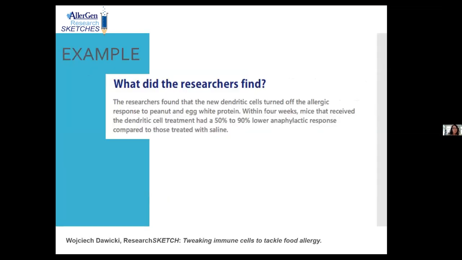So here's an example from another sketch. What did the researchers find? The researchers found that the new dendritic cells turned off the allergic response to peanut and egg white protein. Within 4 weeks, mice that received the dendritic cell treatment had a 50 to 90% lower anaphylactic response compared to those treated with saline. Now you'll see quite a few complicated words there, but things like dendritic cells, anaphylaxis, etc., were explained in the earlier part of the sketch.